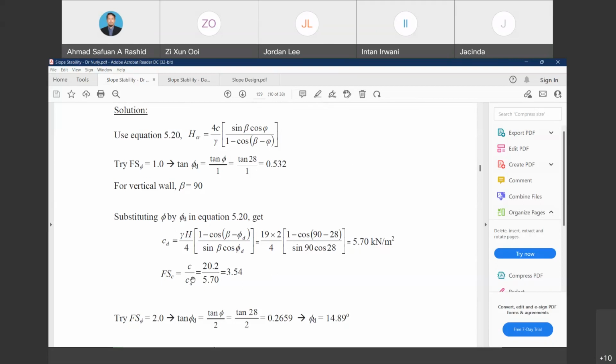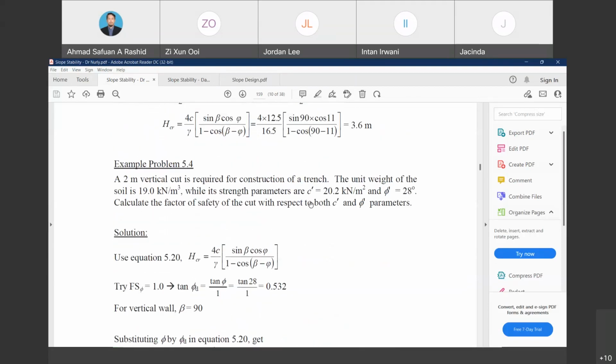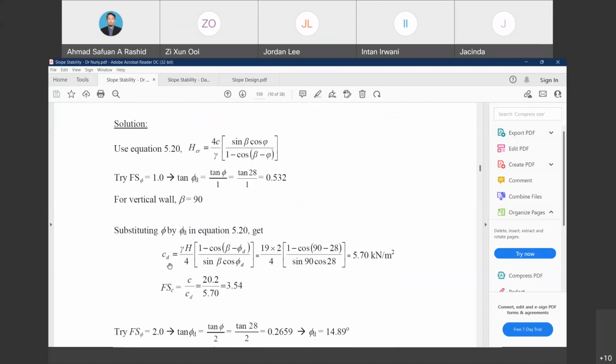Okay. So then we need to get the FSC, with C over CD. For this case, the C is 20.2 and the new CD is equal to 5.7. Then we get 3.54. And then we compare with the FSV, because in this first trial, we put the FSV equal to 1.0. However, for the FSC, we obtain 3.54.